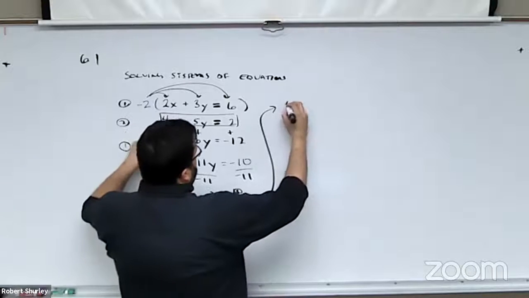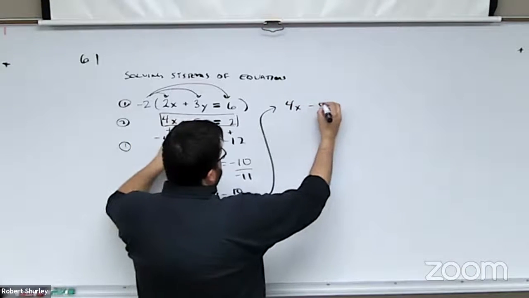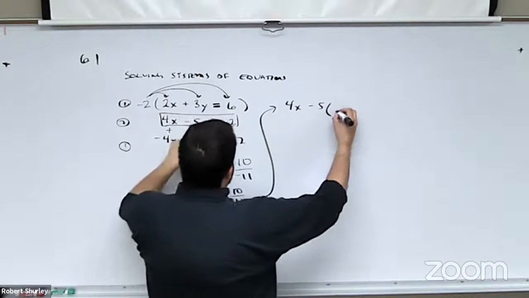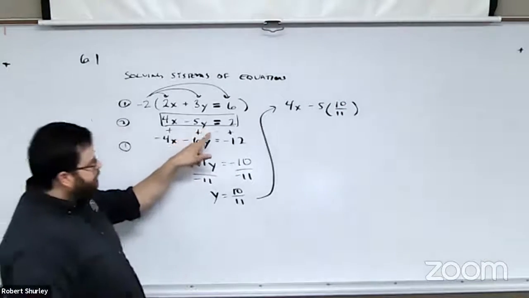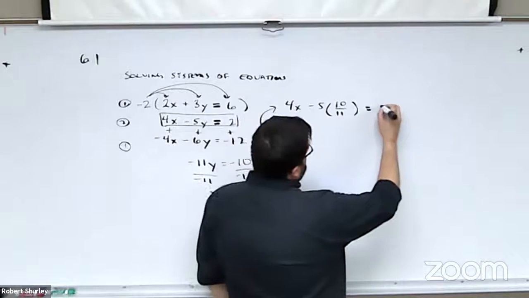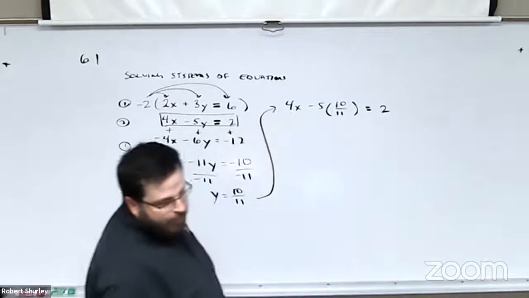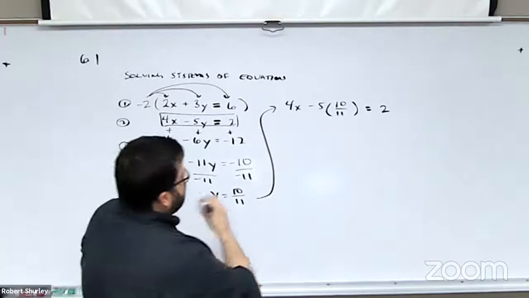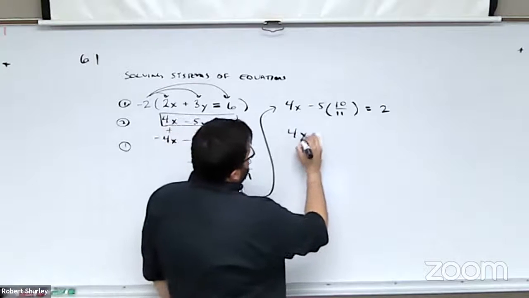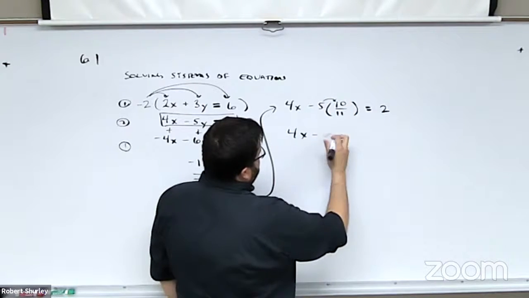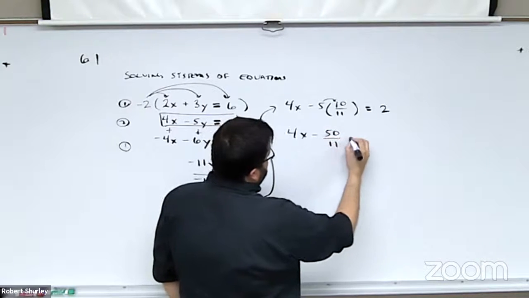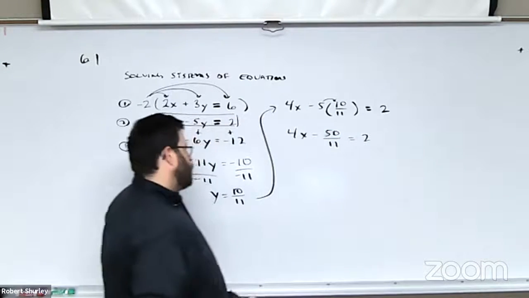Let's take y equals 10/11ths, and I'm going to put it into the second equation here, okay? When I do that, I'd get 4x minus 5 times, well, we know our y value is 10/11ths, right? Equals 2. And then I just solve it out, okay? So I get 4x minus, now, negative 5 times, that's going to be minus 50 over 11 equals 2.